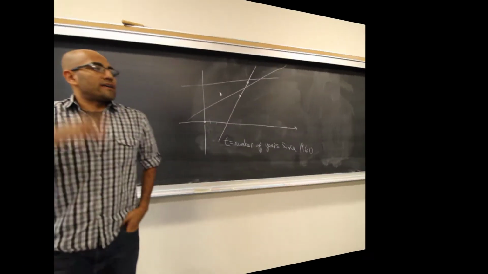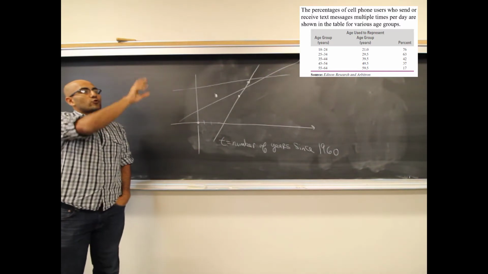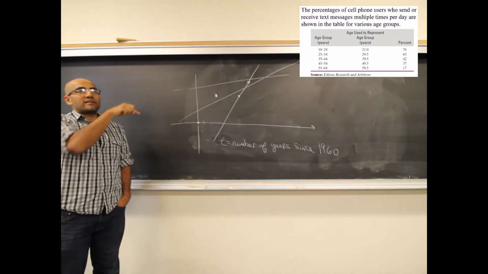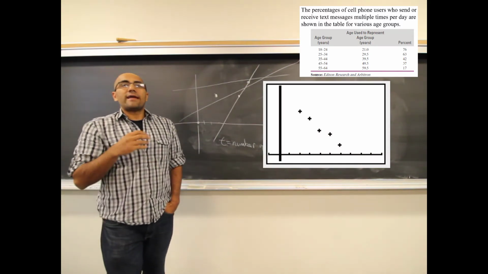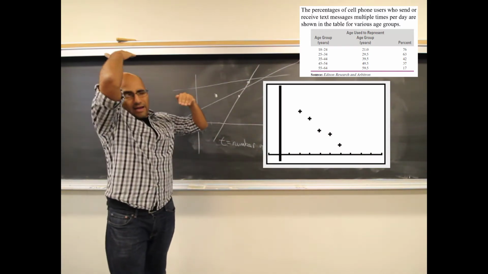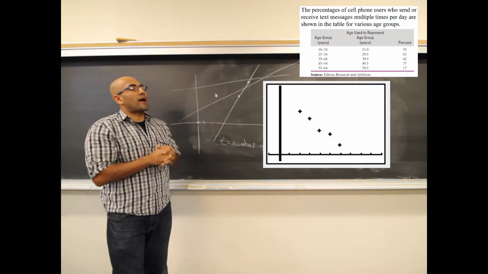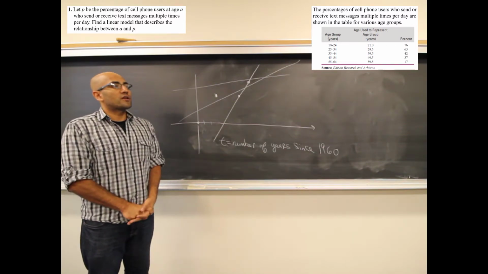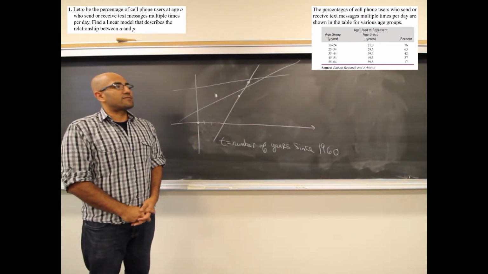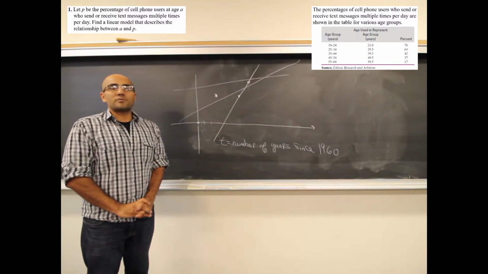Good? Okay, so we got our table. We were able to transform the age groups into something useful. We got a representative age. Then we took our calculator, we created a scattergram. Now that we created a scattergram, we can eyeball, right, draw a line that can kind of approximate them all. We can say, let P be the percentage of cell phone users at age A who send or receive text messages multiple times per day. Find a linear model that describes the relationship between A and P.